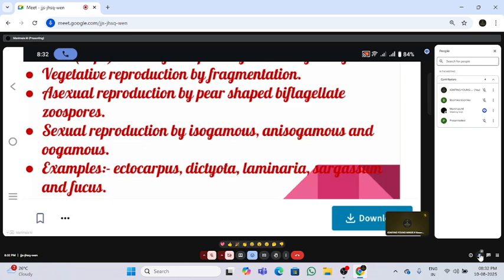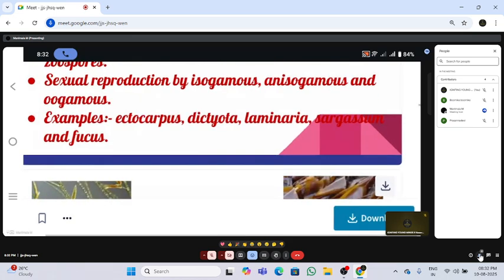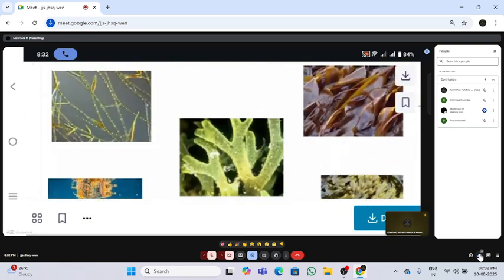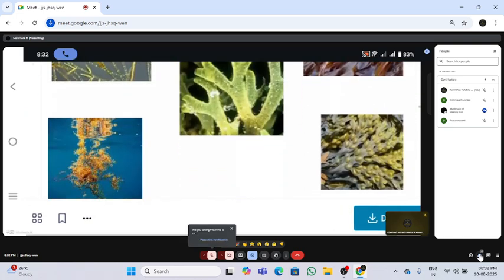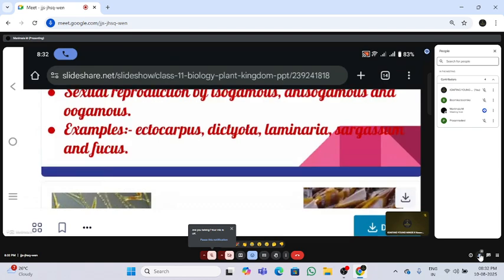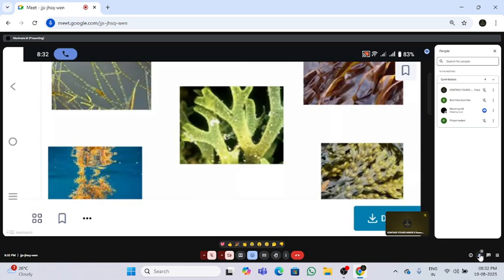The motile or non-motile male, that is a sperm, fused with the non-motile female, which is called as what is that? Oogamous. So this is what takes place in the sexual reproduction. Examples: Ectocarpus, Dictyota, Laminaria, Sargassum, and Fucus. So these are some of the examples of the Phaeophyceae.